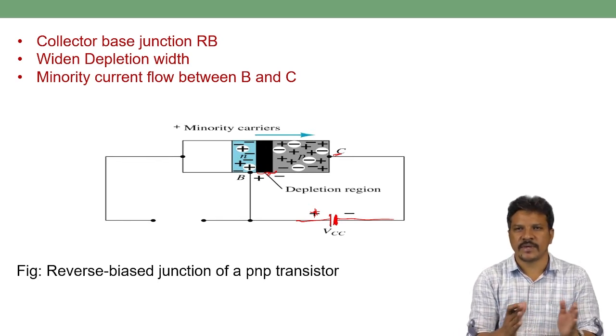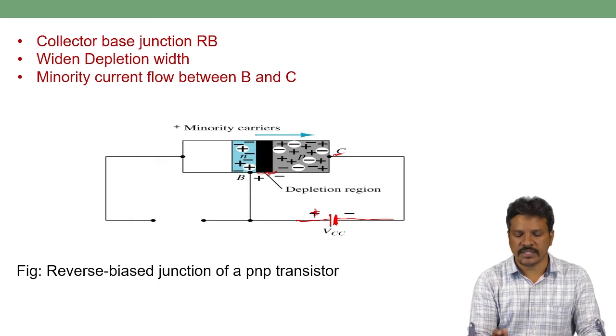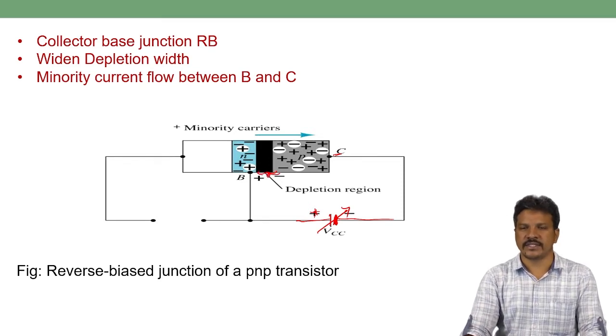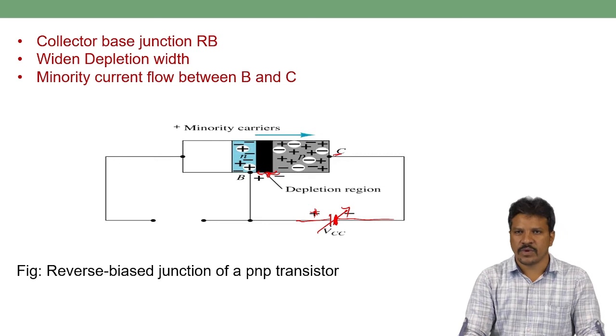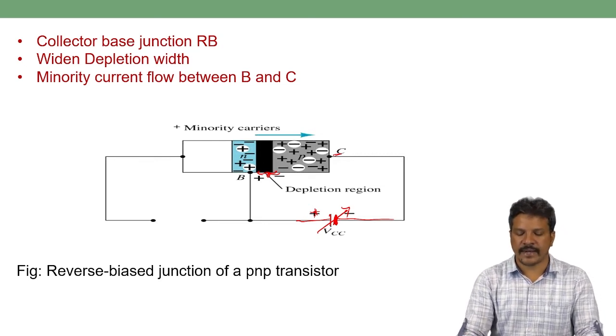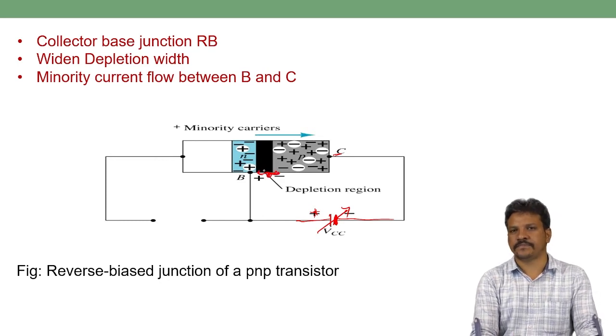So it will act as an open circuit. A reverse biased PN junction diode acts as an open circuit because the junction depletion width is more. In this case also, as we go on increasing the reverse voltage, the depletion width increases. So in this reverse biased connection of the collector-base junction, the collector junction width increases.